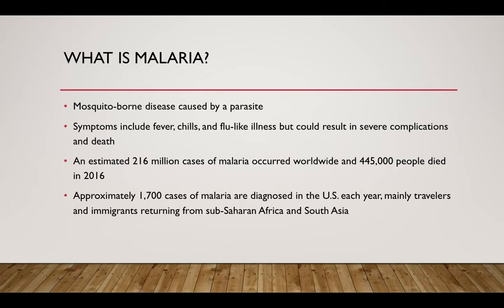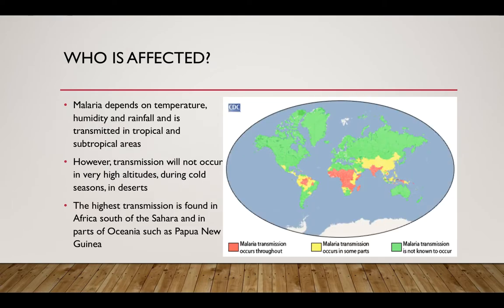Approximately 1,700 cases of malaria are diagnosed in the U.S. each year, mainly travelers and immigrants returning from sub-Saharan Africa and South Asia, but malaria can be found in the United States. Malaria depends on temperature, humidity, and rainfall.